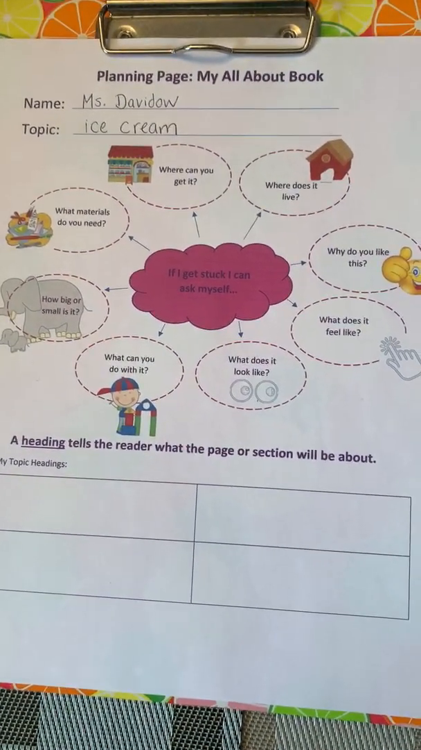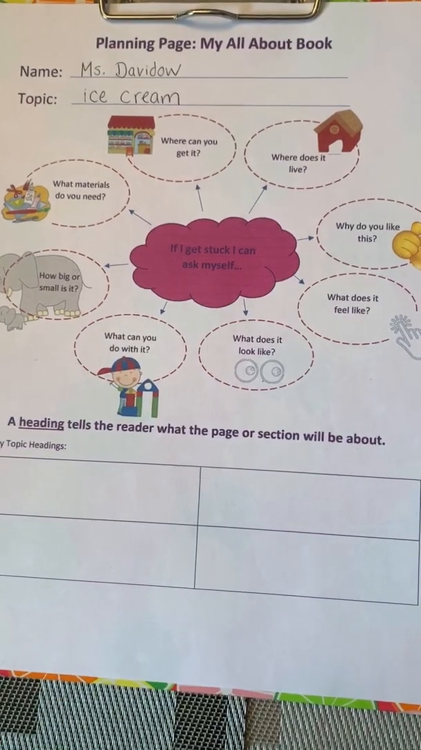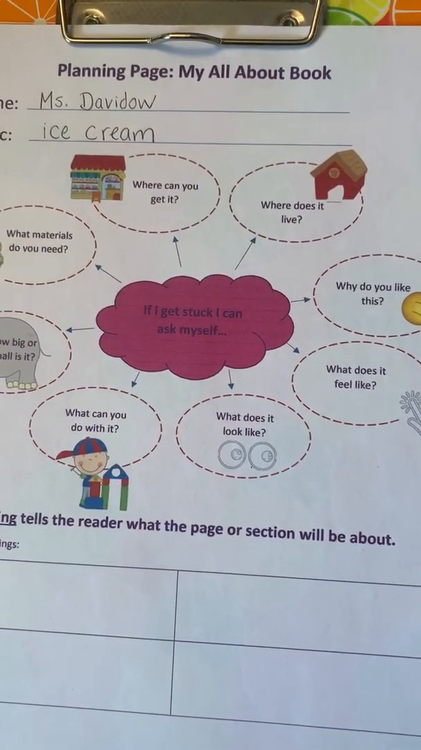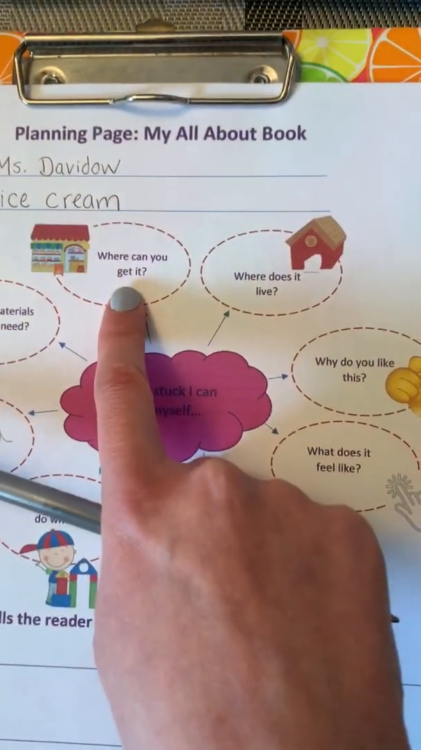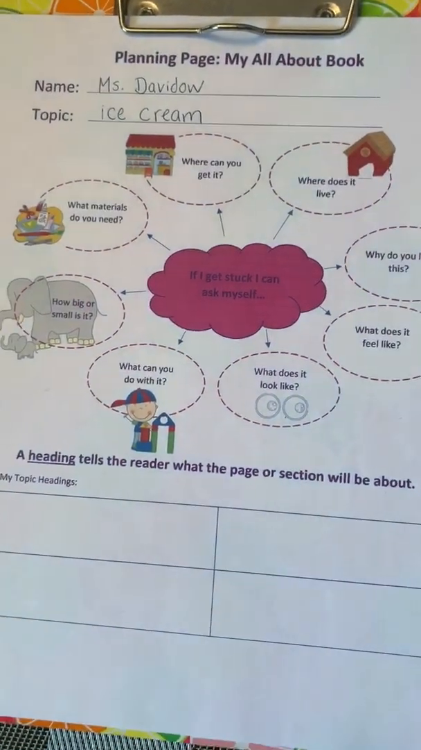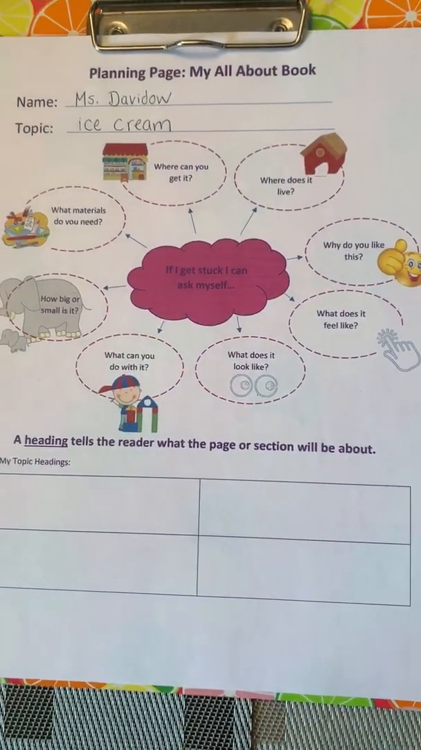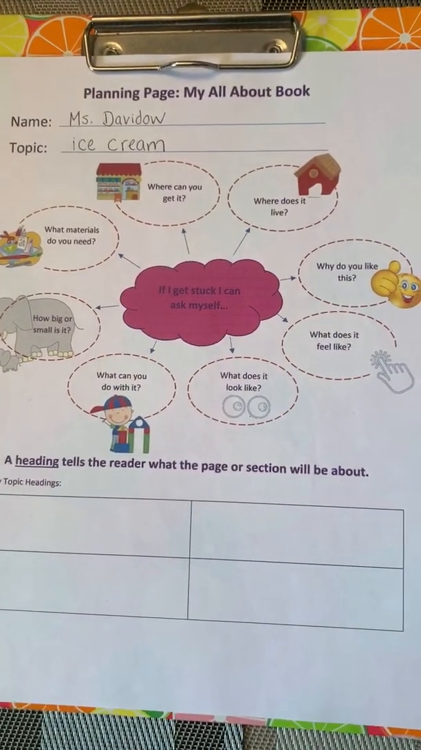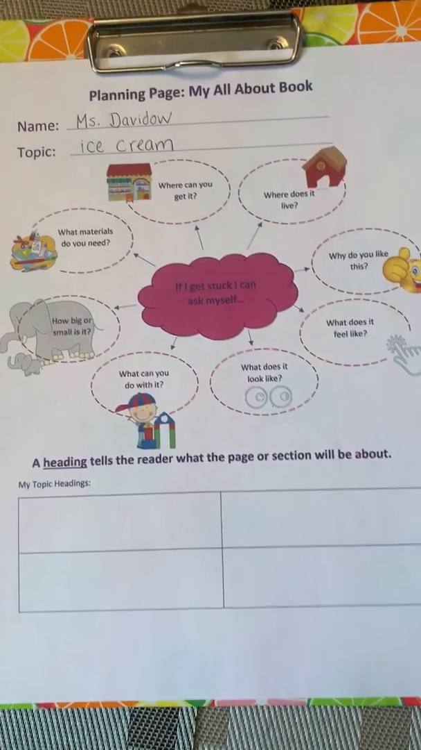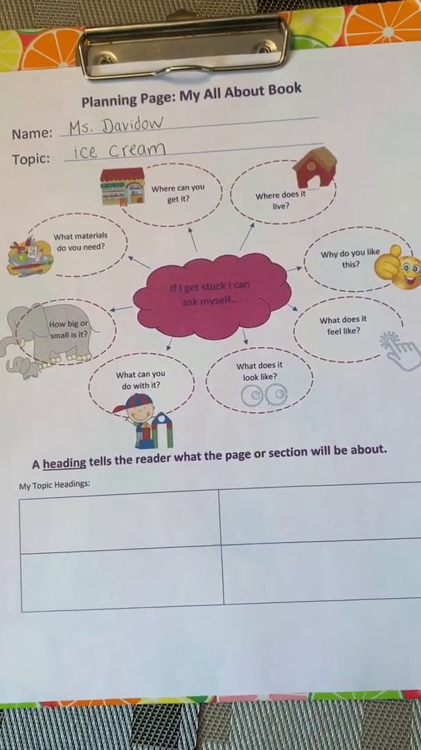I'm not really sure where to start. Sometimes brainstorming can be a little bit tricky. So what I'm going to do is I'm going to read some of these questions and see if that helps me come up with some ideas. This first question says, where can you get it? Well, I know that whenever I go to get ice cream, I usually get it at the grocery store, but that's not the only place you can get ice cream. You might get it from an ice cream truck, or you might go to an ice cream shop.